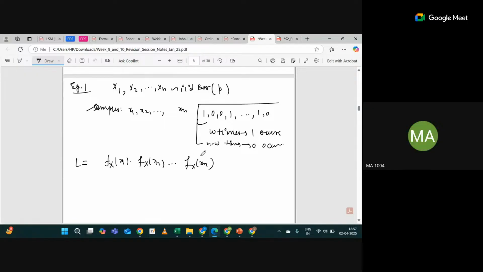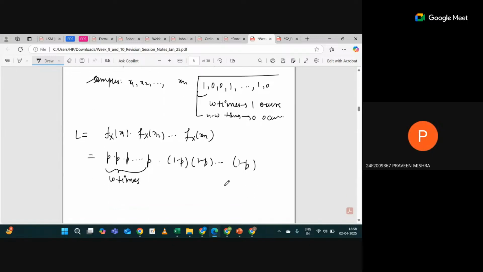Let's say w times you are getting 1, that means it will be p into p into p, w times, right? And we have to multiply the probability of 0 also, 1 minus p, 1 minus p. How many times? n minus w times. See, in Bernoulli, p is for 1 and 1 minus p is for 0, right?